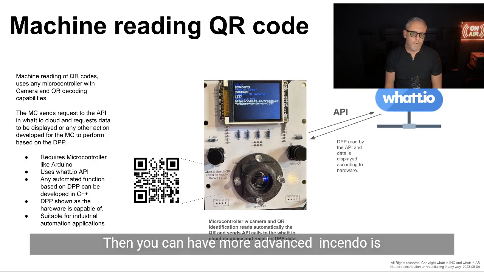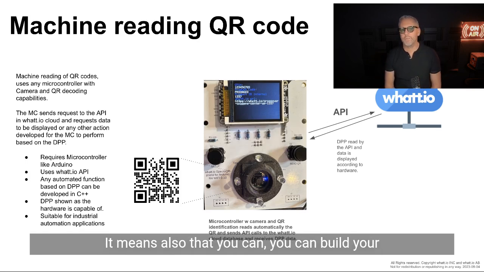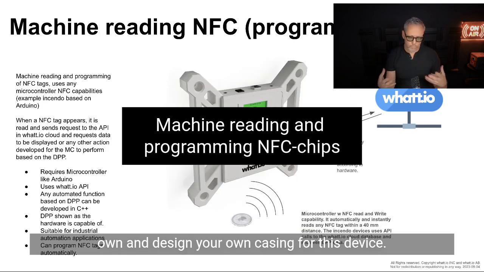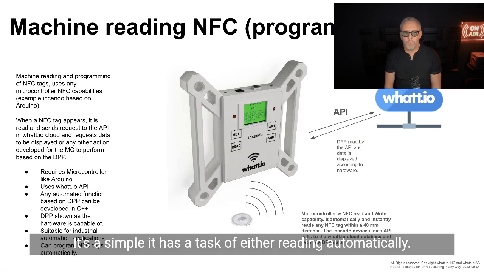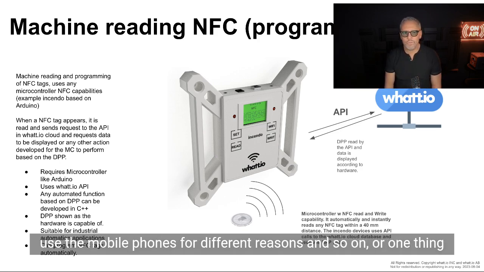Then you can have more advanced NFC. So Incendo is a device which the cases are fully 3D printed. It means also that you can build your own and design your own casing for this device. It's simple. It has a task of either reading automatically on different types, like in industrial environments where you cannot use the mobile phones for different reasons and so on.